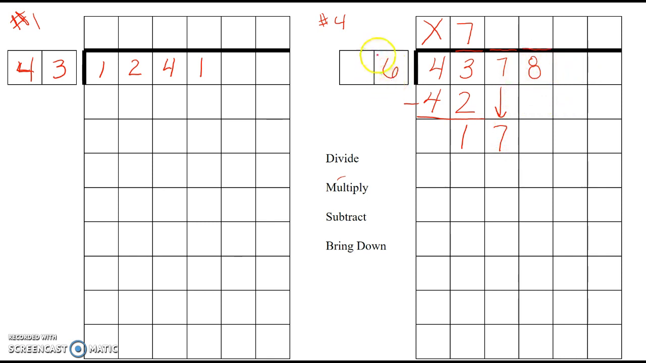All right, my next question I'm going to ask myself is, how many times does 6 go into 17, or what is 17 divided by 6? Well, 6 can go into 17 2 full times. 2 times 6 is 12. I multiply 2 times 6. Now I subtract 17 minus 12, and I get 5. That was step 3. And finally, I bring down my 8.